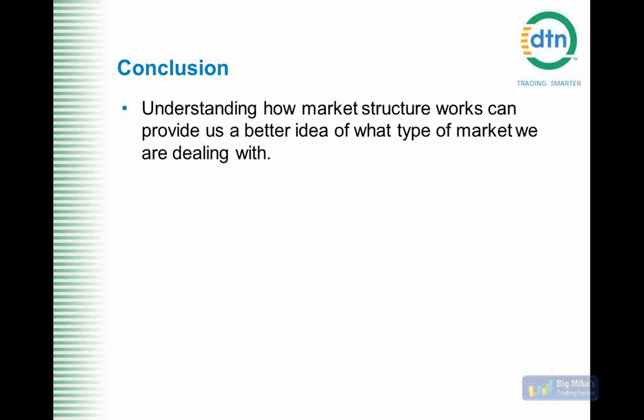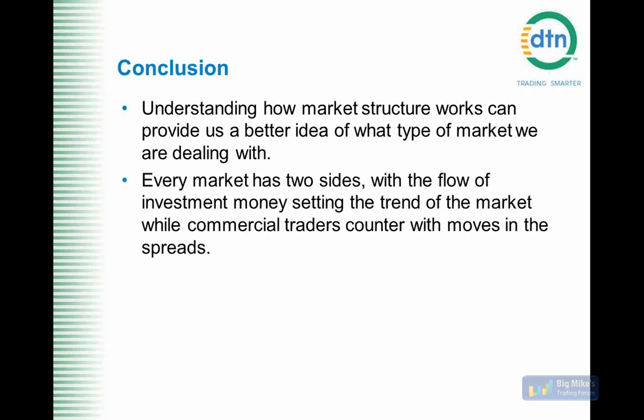The conclusion to all of this is that understanding how market structure works can provide us with a better idea of what type of market we're dealing with. Of those 9 different market types, what type of market are we dealing with? How do we position ourselves? Every market, again, has 2 sides. Flow of investment money sets the trend of the market, while commercial traders counter with moves in the spreads and their own trends, how they position themselves, how they move the spread market.